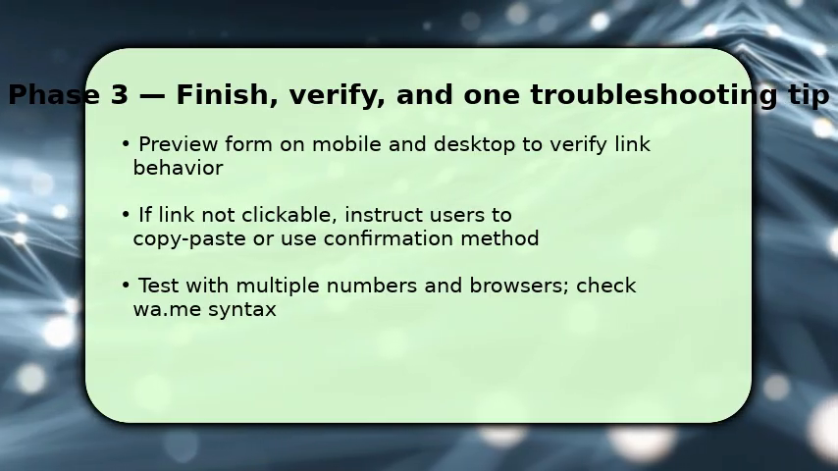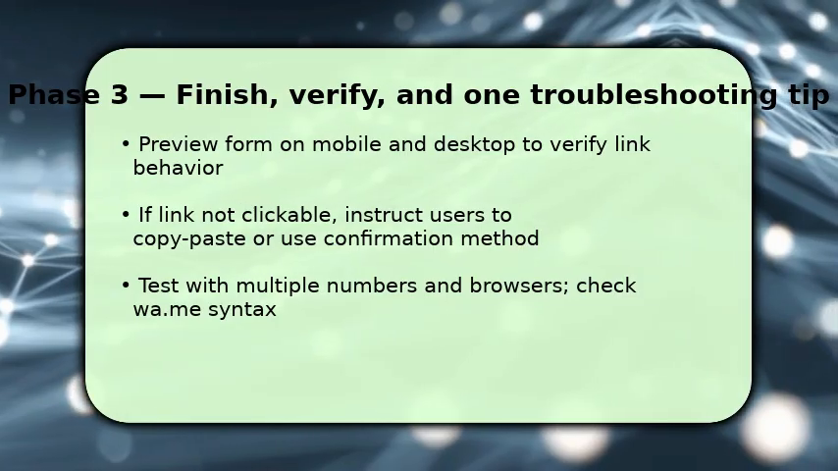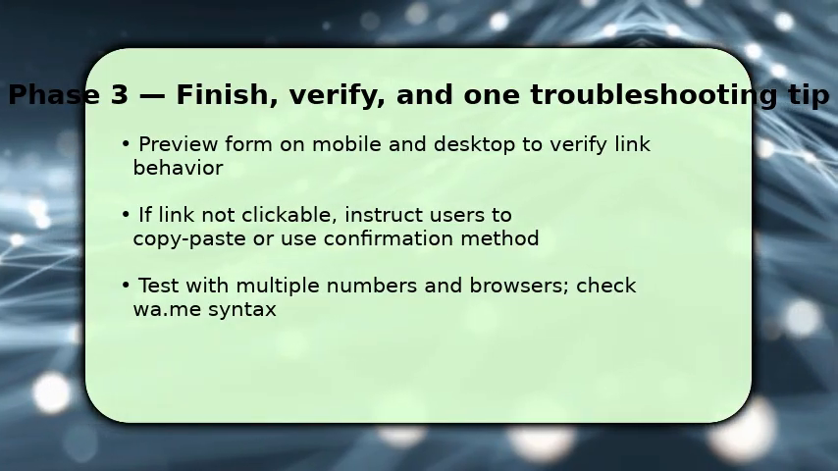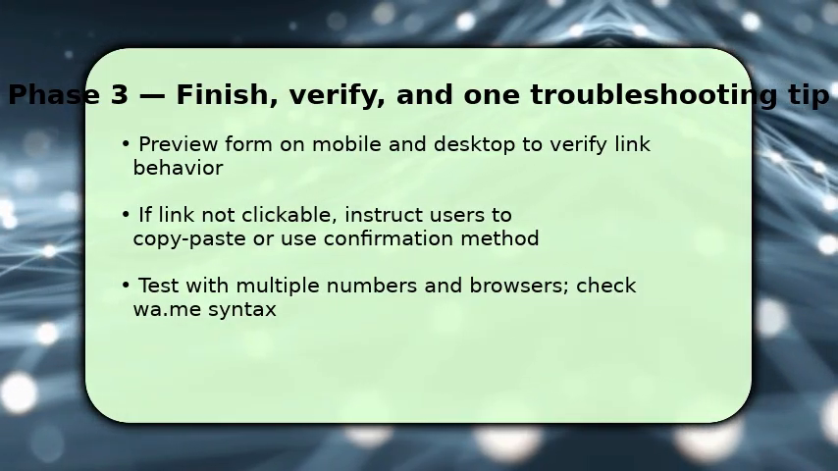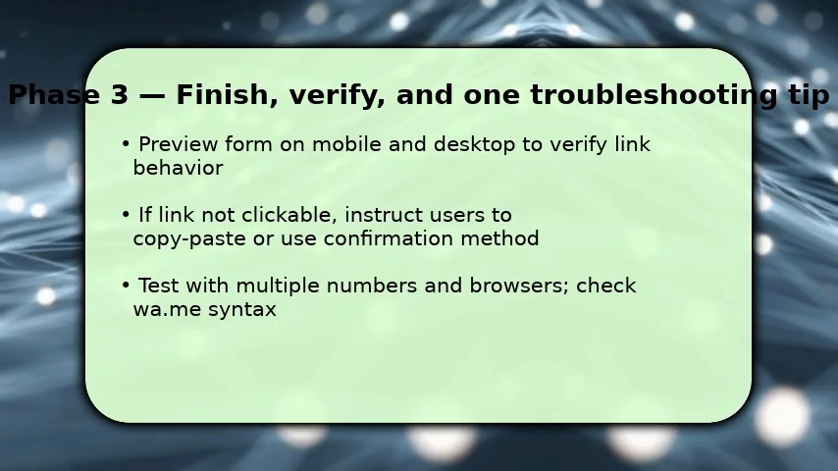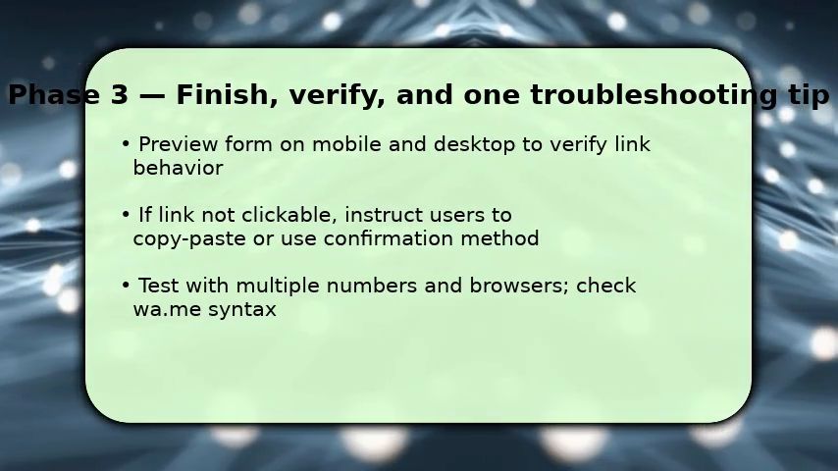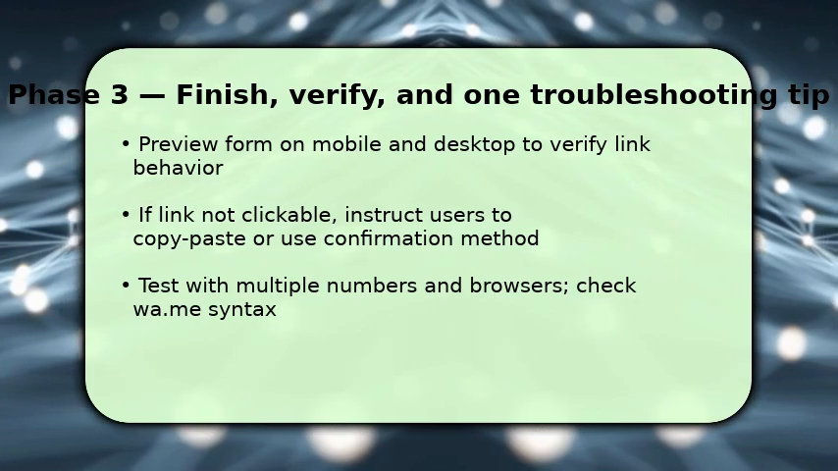If the link does not appear clickable, switch to the confirmation message or include a short instruction telling users to copy-paste the link. That solves many client quirks. Finally, test variations of the link and browser combinations to ensure consistent behavior, and make small edits if phone formatting or the message parameter needs correction.